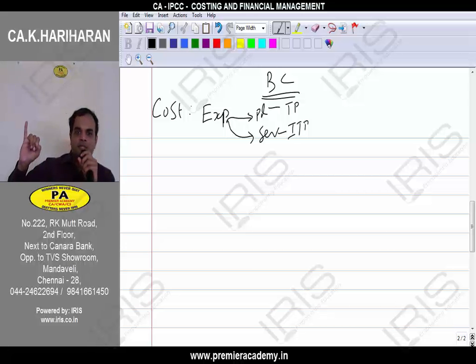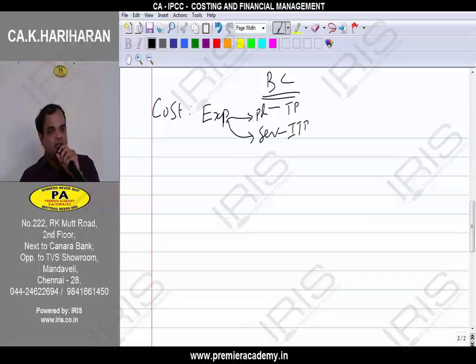Goodwill, patent right, copyright, all those things are intangible assets, not intangible products. Clear? Intangible asset is different, intangible product is different. Product means which is saleable. 1 kg of goodwill, okay? 2 units of patent right, whether you can go and buy. Clear? Therefore, intangible product is different, intangible asset is different. We are discussing about what? Products.